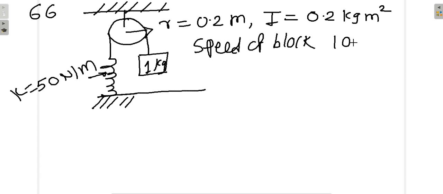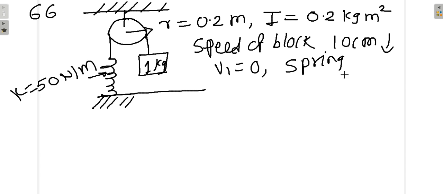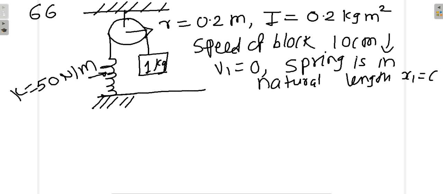The system is released from rest, so the initial velocity is 0, and also initially the spring is in its natural length. So initially x1 is 0, and after it descends through 10 centimeter, x2 will be 10 centimeter, that is it will be 0.1.